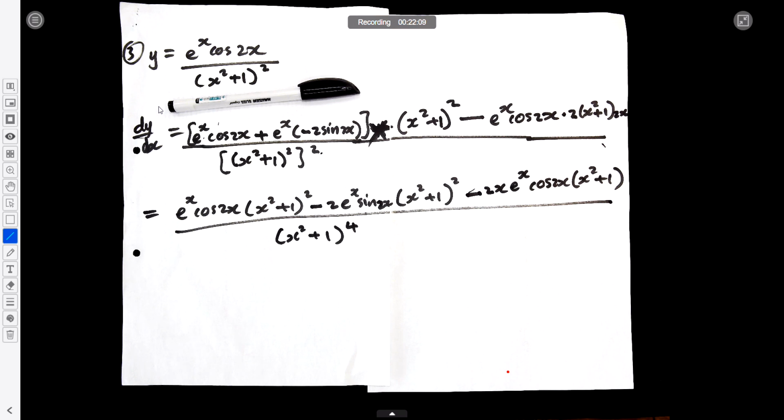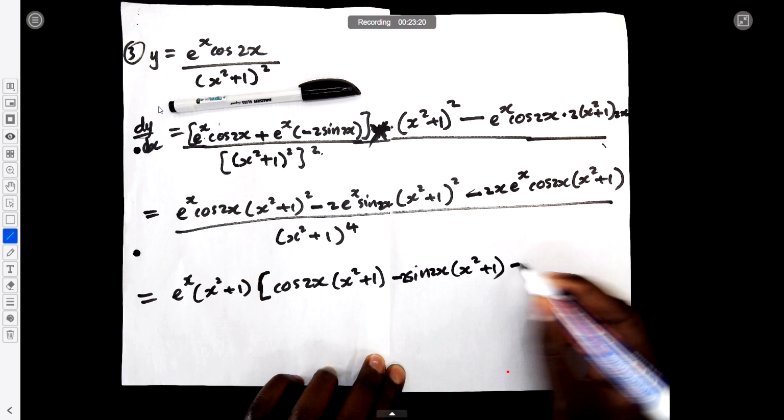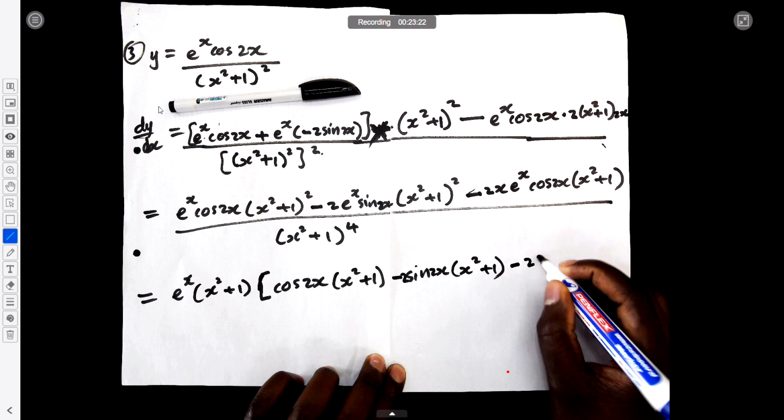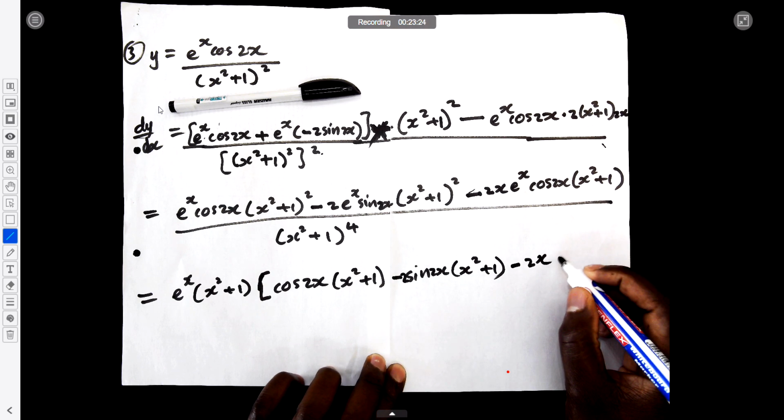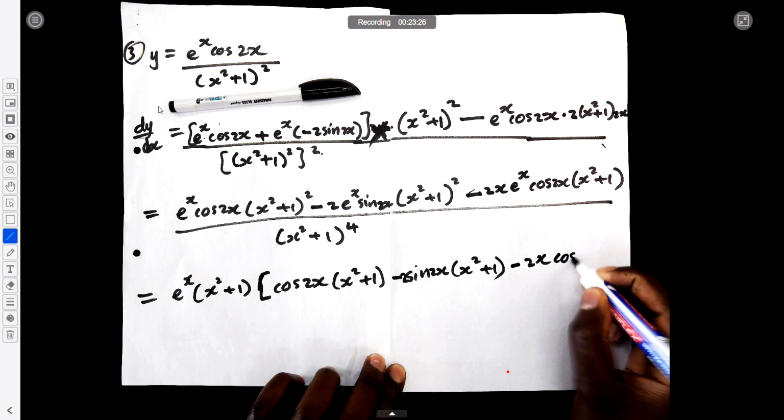But if you want to take it further, you can only factor out, take out a common factor of e to the power of x and bracket of x squared plus 1 and 2x cos 2x.